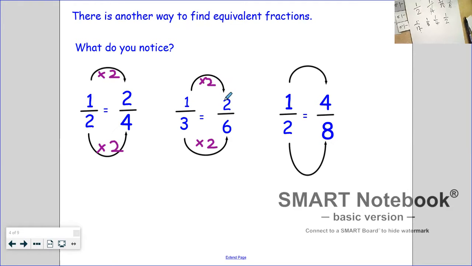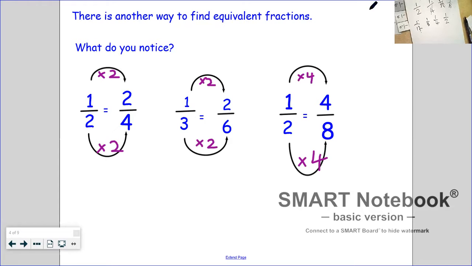1 times 2 is 2. 3 times 2 is 6. So this shows us equivalent fractions, guys, because whatever we're doing to the bottom, we're doing to the top. So it's just creating us an equivalent fraction. 2 times what is 8? 2 times 4. Good. And then 1 times, we have to do the same at the top, 4 is 4.